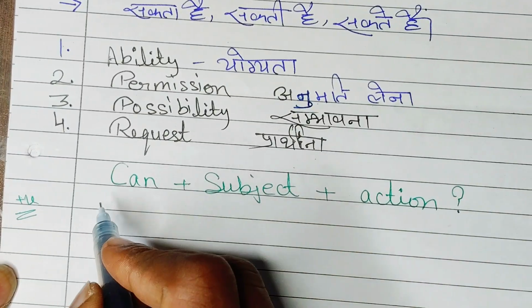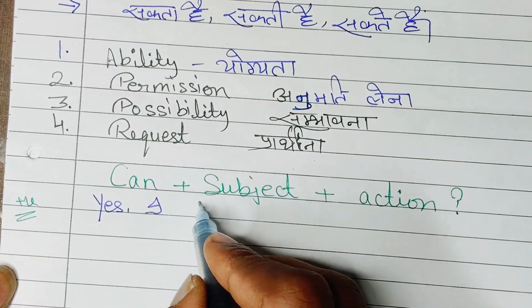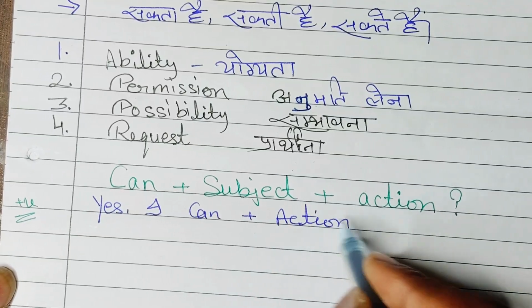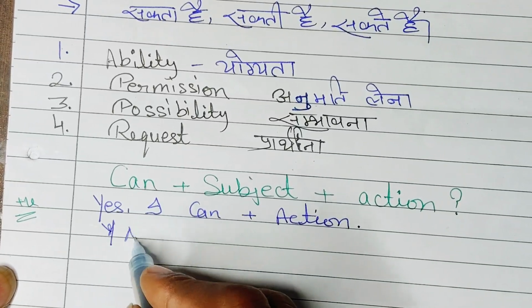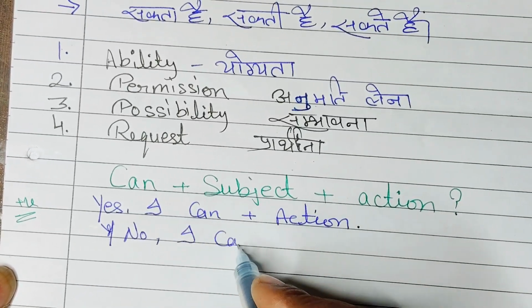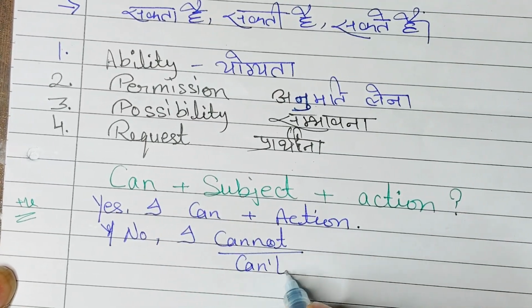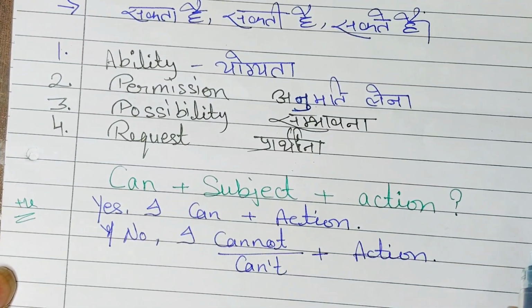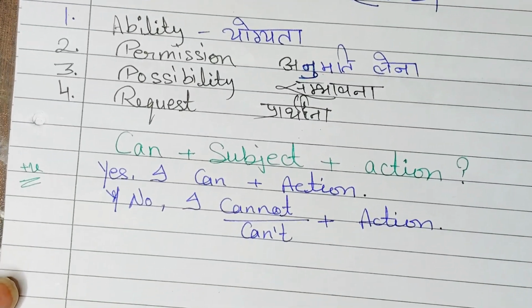Then if I talk about positive, you can say yes, I can, or subject, I can, then action. If you are denying, you can say no, I cannot. I cannot, और cannot को क्या बोलते हैं? Can't. Then action. Now I am going to give you some examples and we would finish it.